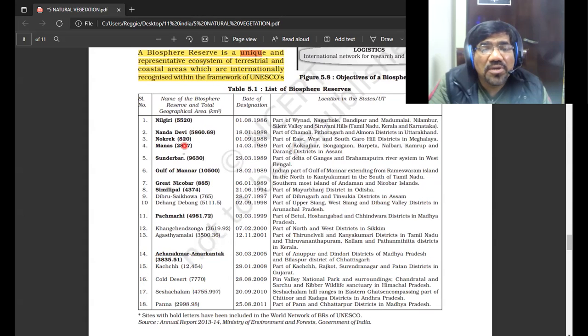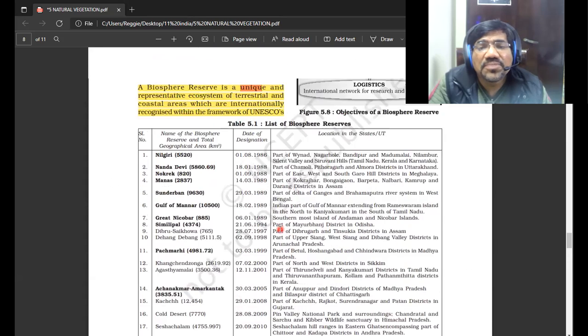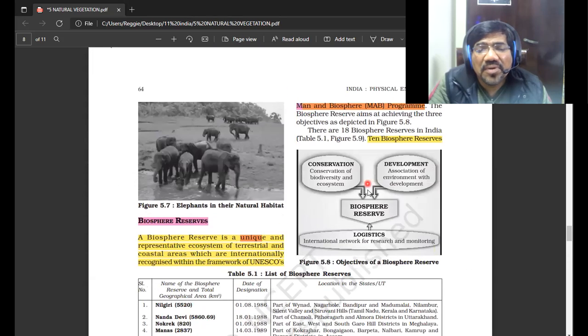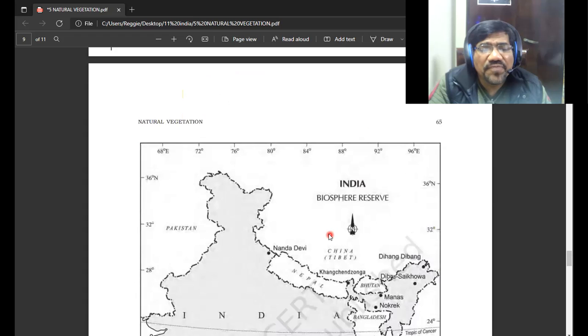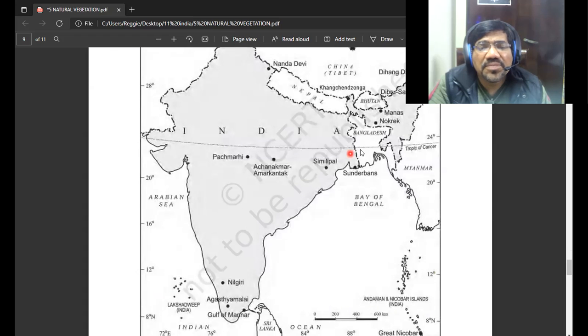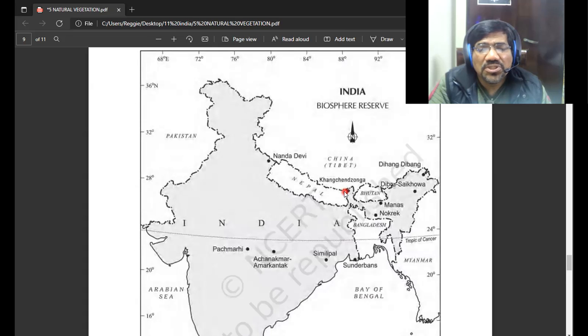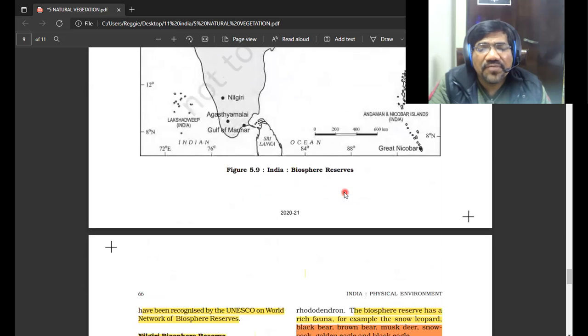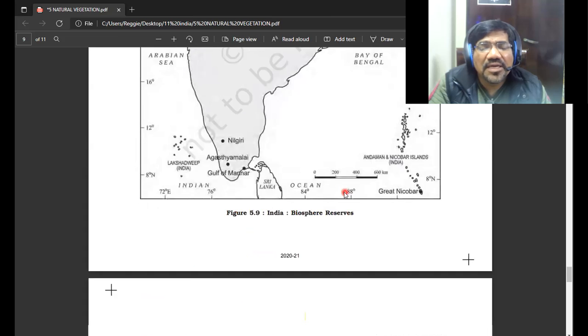The ones which are bold, you can see, are the ones which are more important as compared to the other ones. And out of these biosphere reserves, a biosphere reserve conserves the biodiversity and leads to development also. And the logistic support, these are the objectives of a biosphere reserve. This box explains these objectives so well. Further, you can move on to the fact that these are the biosphere reserves mentioned in the book, which you can see. If we have to do it in map work, I will let you know which one.